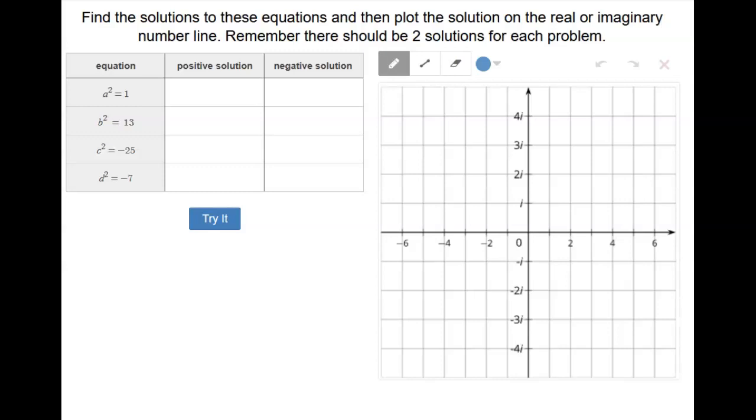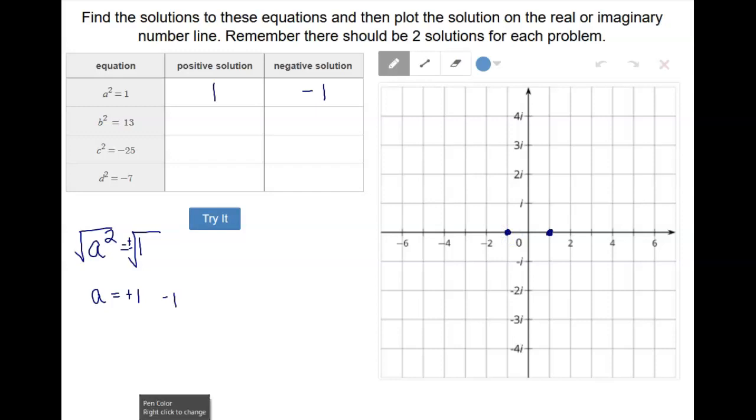So if we take a squared is equal to 1, we take the square root of both sides, and remember that we take the positive square root and the negative square root. So we have a is equal to positive 1 and it's equal to negative 1. So the positive solution would be 1, the negative solution would be negative 1, and so we're going to graph both of those on the real number line because those are real numbers. So we have a positive solution and we have a negative solution.